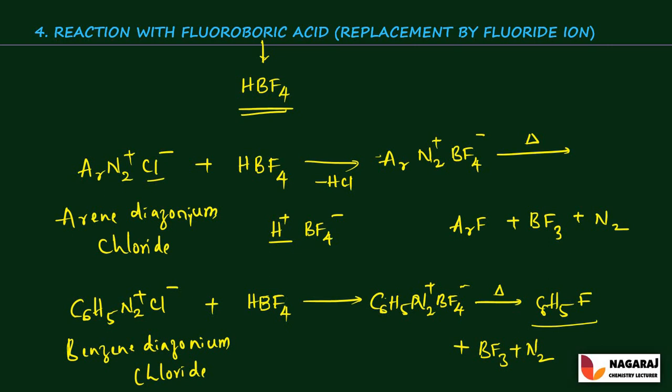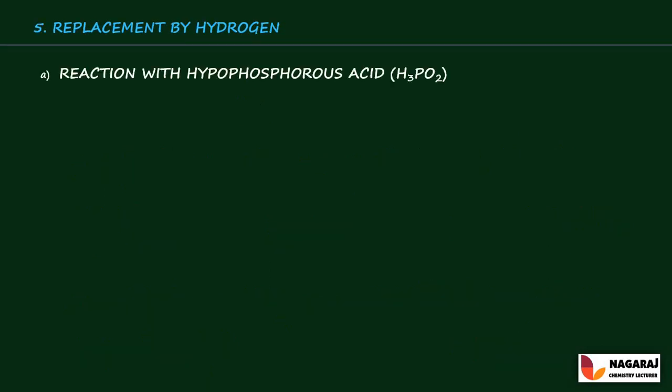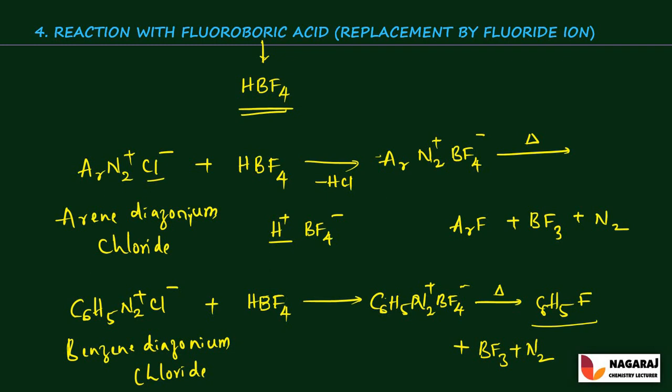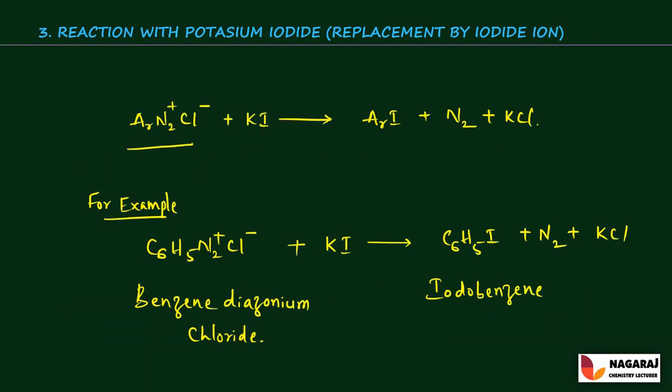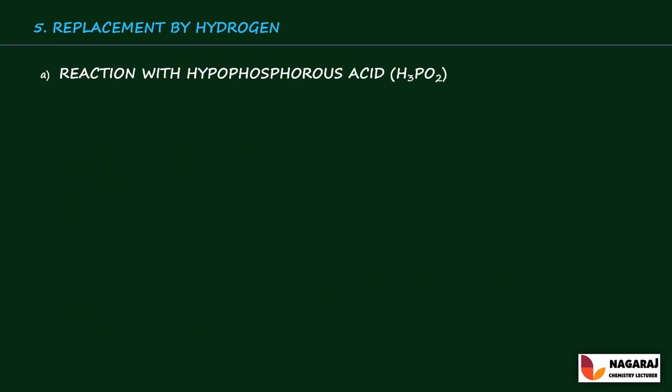And the next reaction is replacement by hydrogen. In the previous reaction there was a replacement by fluoride ion, right? And in the reaction with potassium iodide, the N2 group is replaced by the iodide ion. Next let us see the replacement of the diazonium group with hydrogen. The first one is the reaction with hypophosphorous acid.